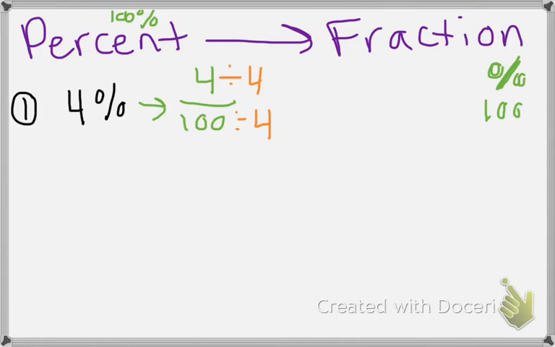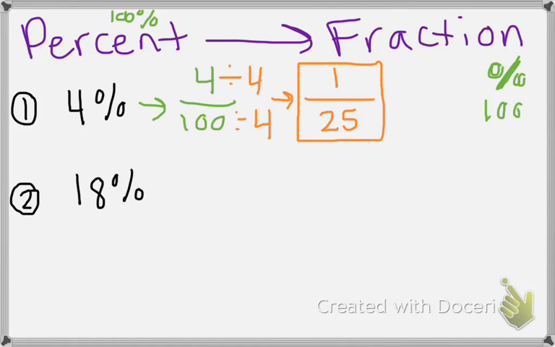If you didn't know that, if the numbers are both even, which they are, you can always divide by 2 first. So 4 divided by 4 is 1, and 100 divided by 4, think of quarters, is 25. That cannot be simplified, so your answer is 1 over 25.